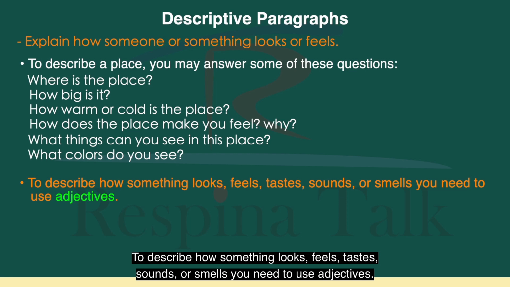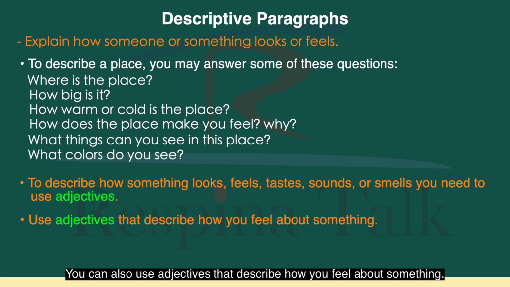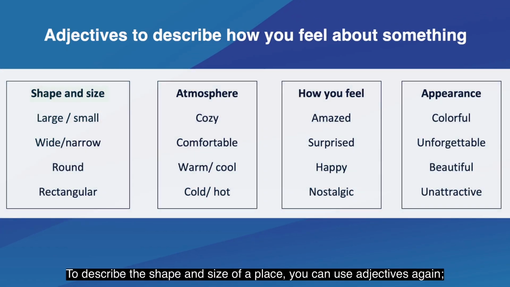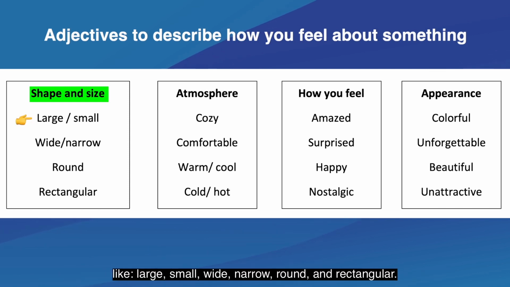To describe how something looks, feels, tastes, sounds, or smells, you need to use adjectives. You can also use adjectives that describe how you feel about something. To describe the shape and size of a place, you can use adjectives again, like large, small, wide, narrow, round, and rectangular.